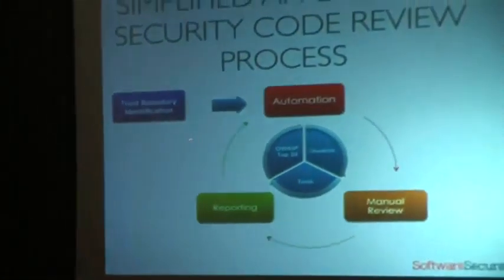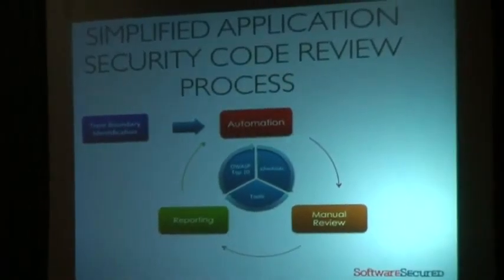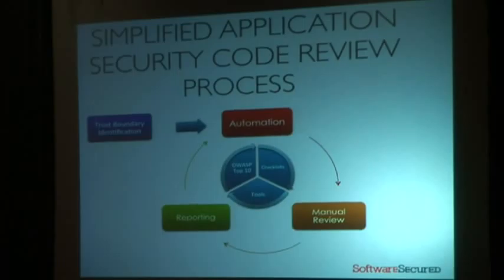So that was the simplified application security code review process: identifying trust boundaries, to understand what code we actually need to look at; automation to cover everything else; manual review for the important security-sensitive places in the code; and reporting so that all these steps make sense. The whole process is based on the OWASP Top 10 and checklists, and you can grab checklists from the cheat sheet series. For tools, there are static code analysis tools. There are free tools out there, as we've talked about, and there are commercial tools.